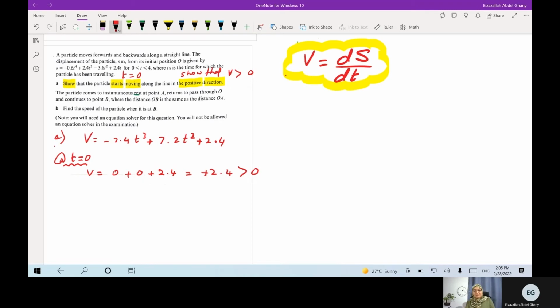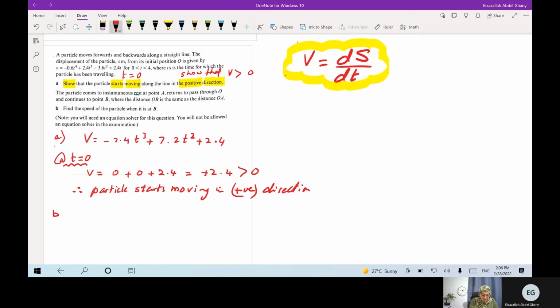And then you have to write your conclusion to gain the accuracy mark. Therefore, use the same sentence required: the particle starts moving along the line in the positive direction. This is the meaning of starts moving in the positive direction.